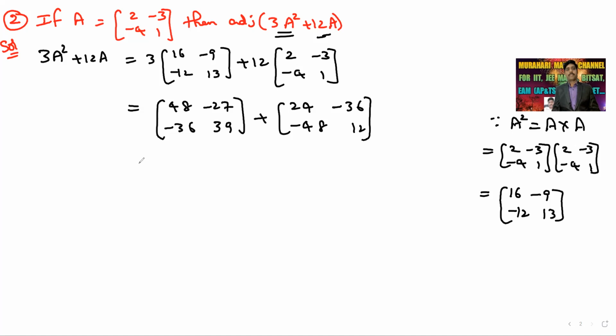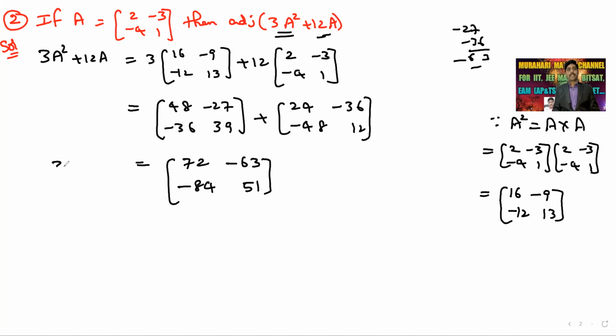So it will be 72, -27 minus 36, so it will be 63, -63, -36 minus 48, -84, 39 plus 12, 51. So this is only for 3A square plus 12A.